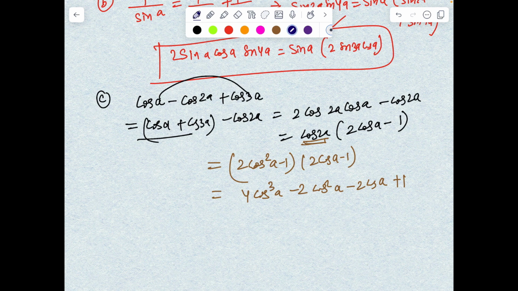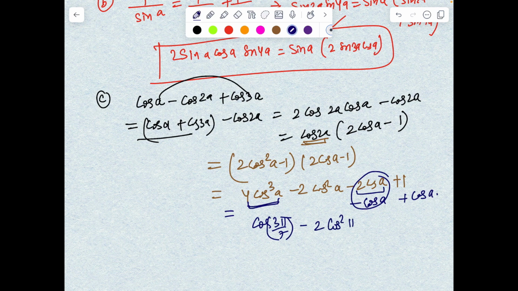तो अब फिर यहाँ से भी आप थोड़ा गेम खेल सकते हैं, because you know 4 cos cube theta minus 3 cos theta equals cos 3 theta. तो अगर मैं वो वाला गेम खेलूँ तो I can subtract minus cos a and we can add plus cos a. ठीक है. And this, if I club with that, so I get cos 3 pi by 7 minus 2 cos square pi by 7 plus cos pi by 7. ठीक है. अब इसको आप इक्वेशन से रिलेट कर सकते हो.